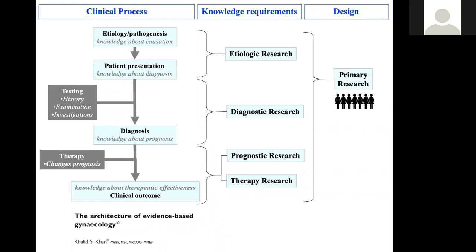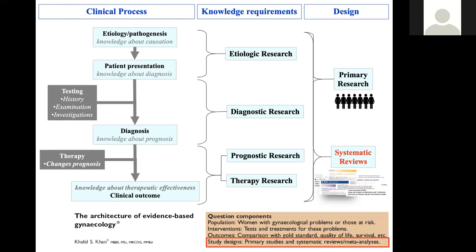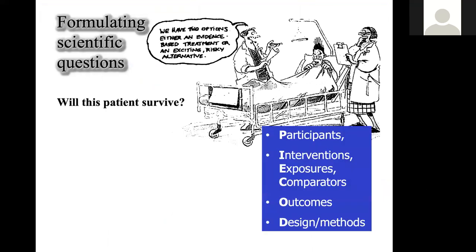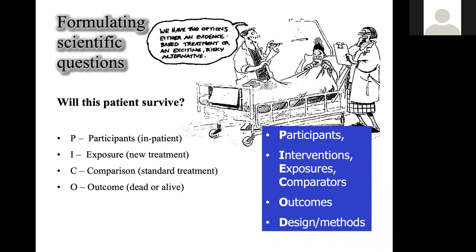And all of this can be done by directly evaluating patients, which is primary research, or by evaluating the results reported and putting them together in a paper, which is a systematic review. And the framing of the question, will this patient survive with respect to a new treatment? The question needs to be framed according to a structure. And the structure includes participants, exposure to a new treatment or intervention, comparison with the standard treatment, and the outcome in both groups. And these aspects are embedded within a study design.